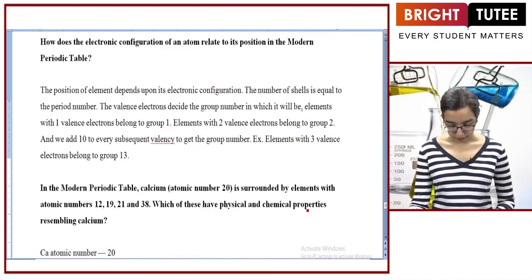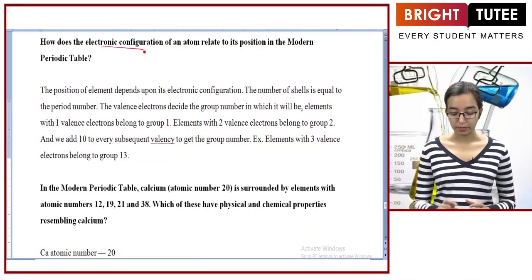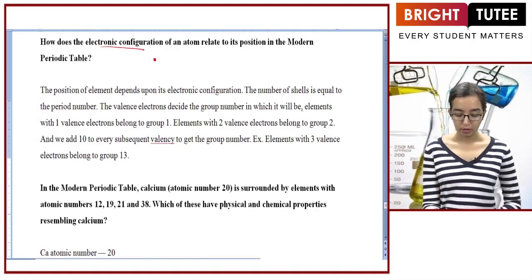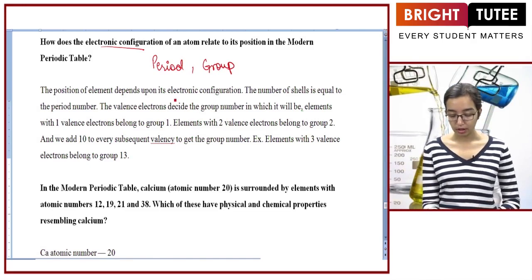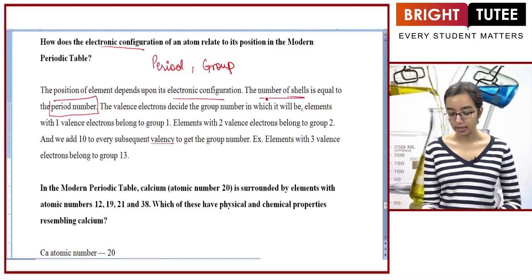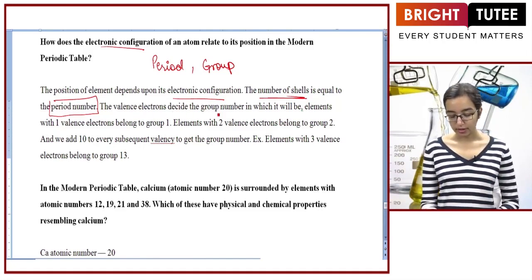How does the electronic configuration of an atom relate to its position in the modern periodic table? Now we have to tell how the configuration positions the atom in the modern periodic table. So we have 2 elements: we have the period and we have the group location. So the position depends on the electronic configuration. The period number comes from the number of shells in an atom. So if it is 1 shell, then it is in period 1, if 2, then in period 2, and so on. The valence electrons decide the group number the element will have.